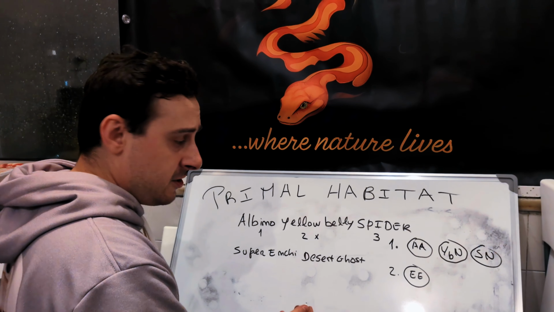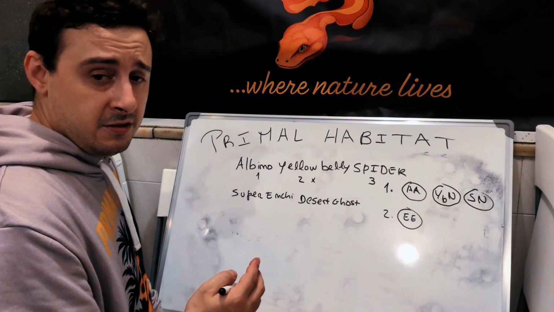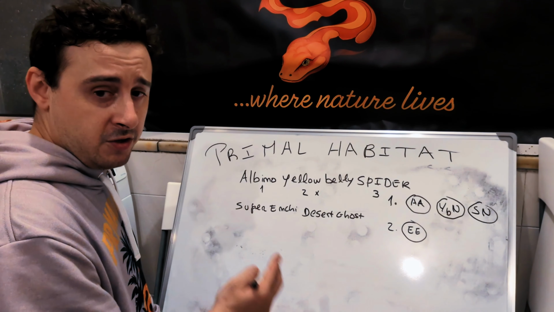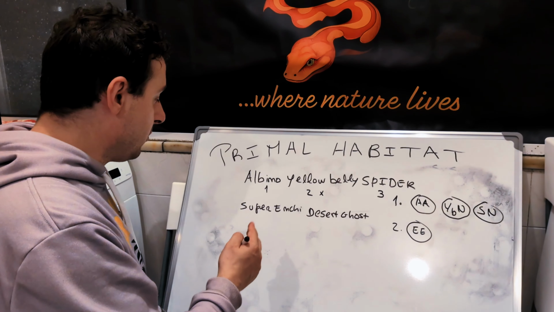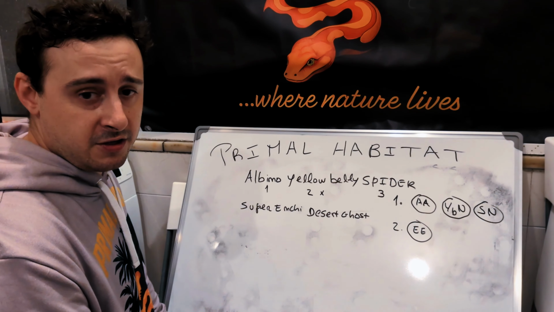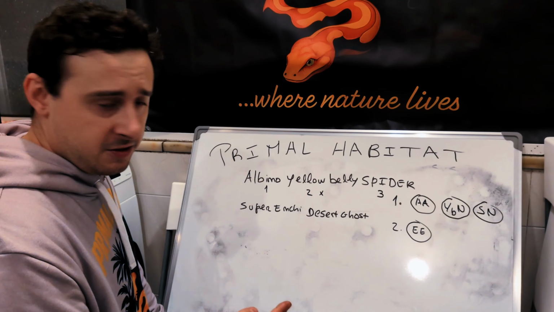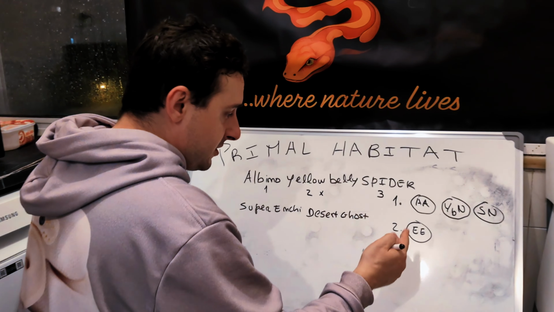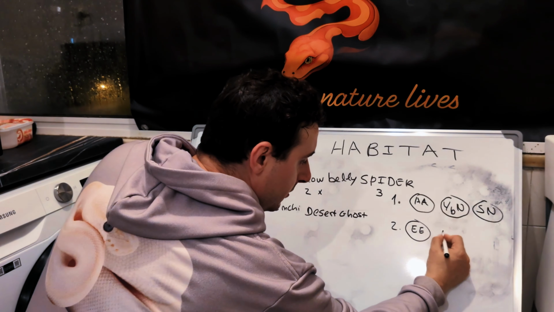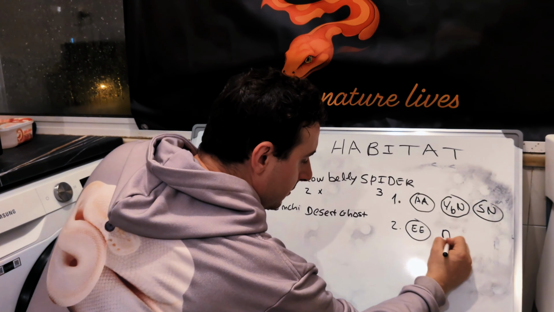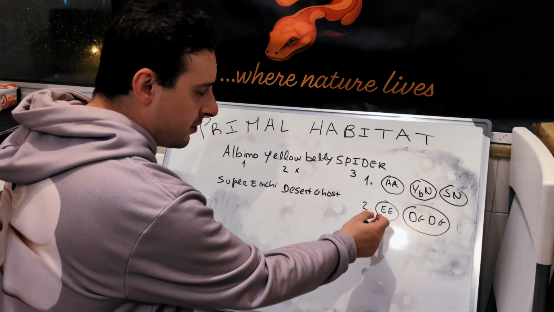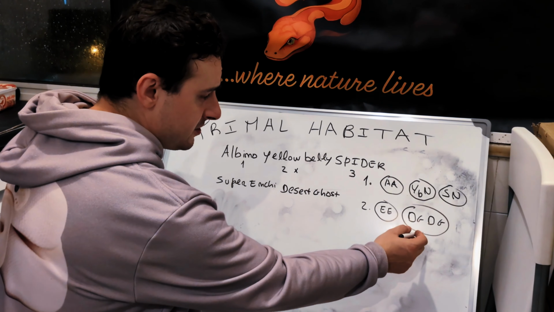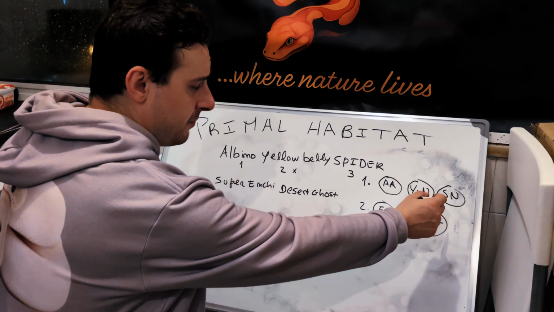And the second one is recessive. This desert ghost is a recessive gene, so we know that it has to have two alleles of desert ghost. If it didn't have two alleles of desert ghost, it would be called super Enchi het desert ghost and not super Enchi desert ghost. So in this case, the second gene will be desert ghost, desert ghost. So as you can see, we have 5 different genes here: the albino recessive, the super Enchi, the desert ghost recessive, the yellow belly, and the spider.